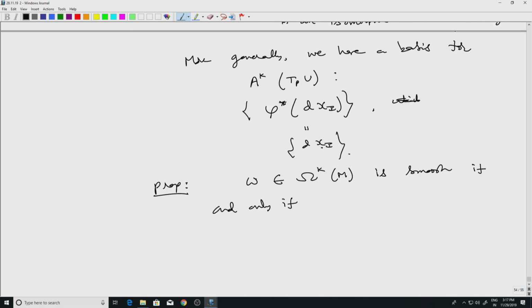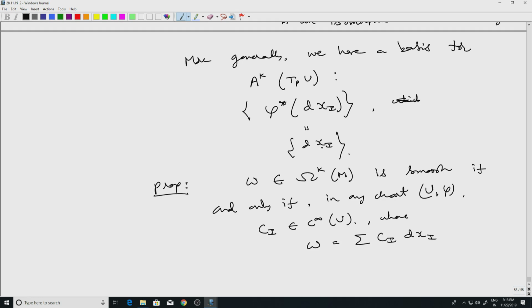If and only if in any chart (U, phi), the C_I are smooth, where omega restricted to U is the sum of C_I dx_I.